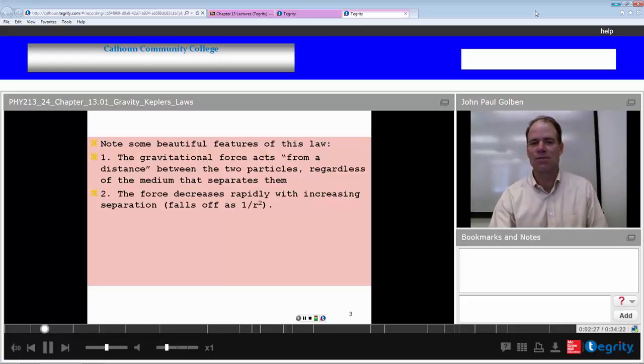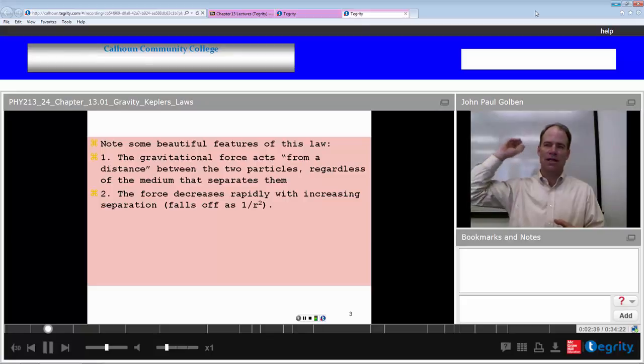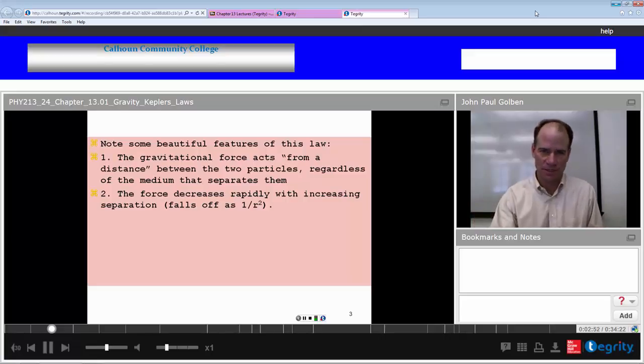The force decreases rapidly with increasing separation and falls off as the distance squared. Every mass has a gravitational attraction to every other mass. You have a gravitational attraction to the distant galaxy Andromeda. It is 2.9 million light years away, but there is a force between you and the galaxy. It's not very big because 2.9 million light years is a very far distance. As you go 1 over that distance squared, it makes that force pretty minute. It does exist, but it's pretty insignificant.